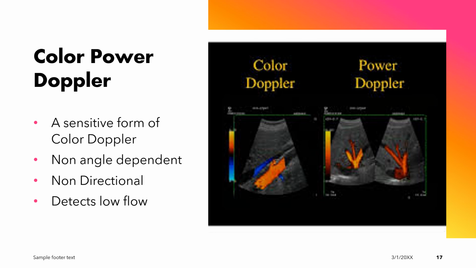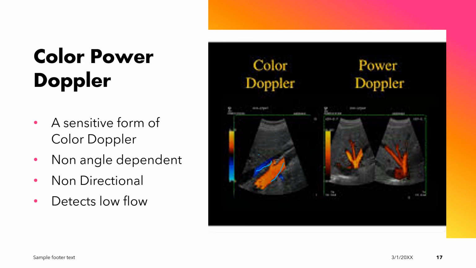So this is a comparison. We're seeing the aorta here, the IVC here, the liver here. They're all relatively high flow areas, so we can pick up flow and direction in that area pretty easily. But here we're seeing the hepatic veins dumping into the inferior vena cava.